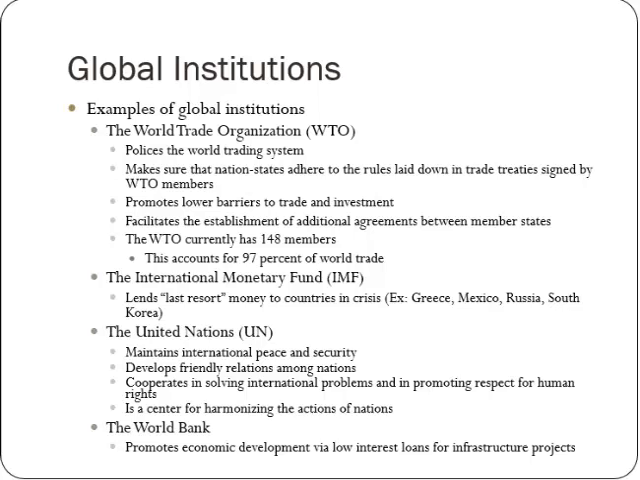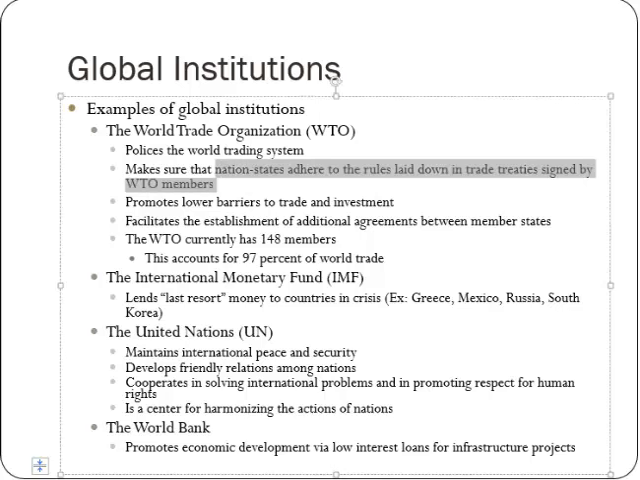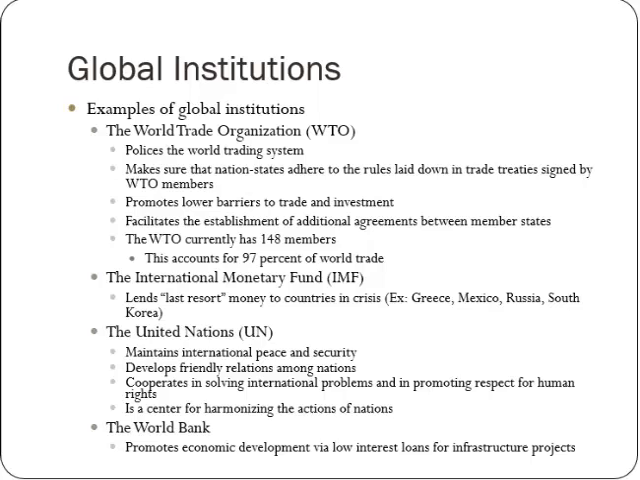Here are some examples that we discussed before. You have the World Trade Organization that makes sure that states adhere to the rules laid down by treaties signed by the World Trade Organization and tries to promote low barriers to trade and investment. In the old days, many countries, and still to some extent they do, but not as much, had tariffs and taxes on imported goods that made it almost impossible for companies to be profitable and successful in importing goods. Well, the World Trade Organization tries to mediate disputes and tries to make sure that countries don't prevent each other from importing goods into their country.